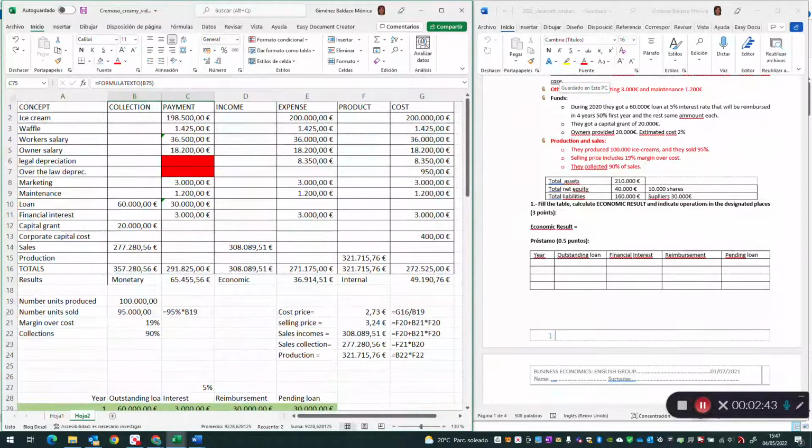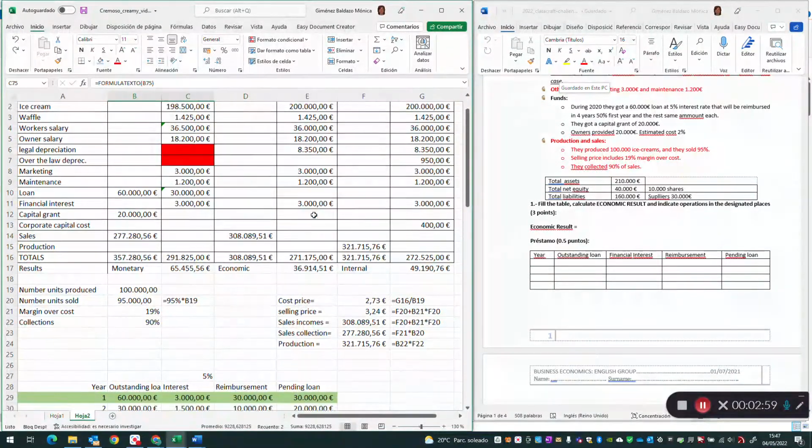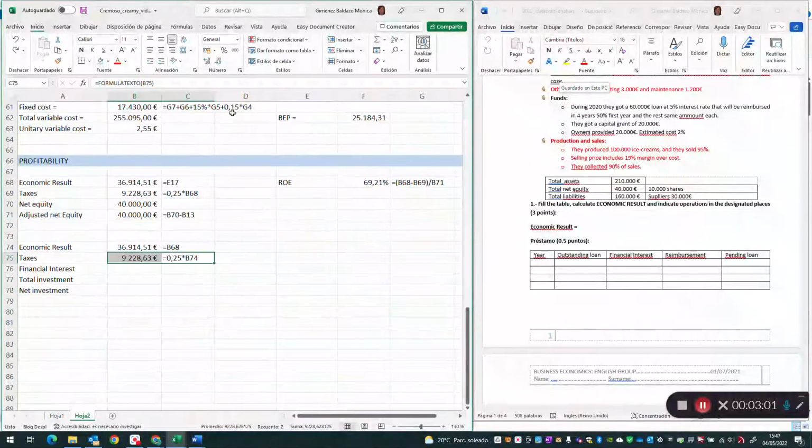So I just go up here and I check the financial interest. And I'm going to choose it from here, from expenses, because I'm working with the economic result, which means you have incomes and expenses. So whatever you have to add or subtract, you have to take it from here. So I'm going to subtract these 3,000 financial interest expenses.